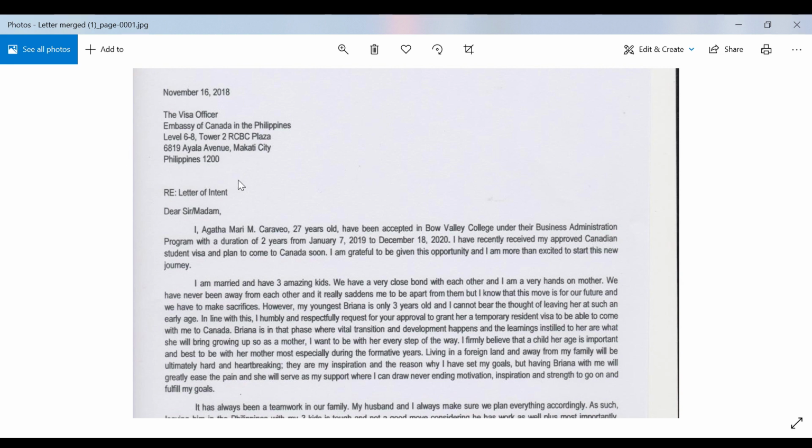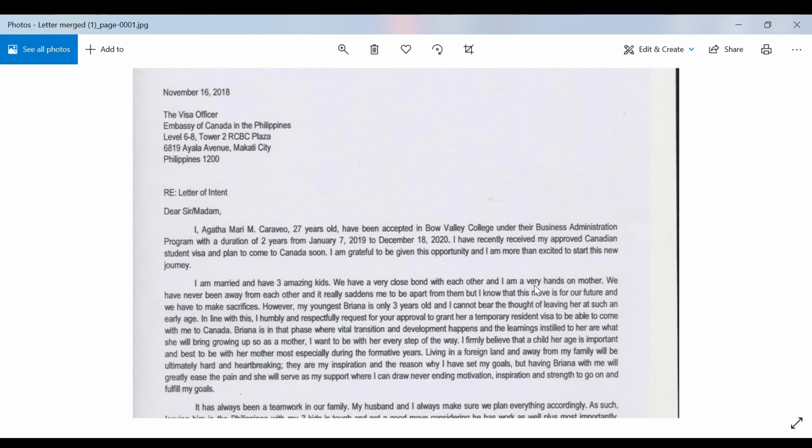Of course, I addressed it to the visa officer's address in the Philippines, and put in the subject regarding letter of intent. So let's try and read this along with me. Dear Sir, Madam, I, state your name, 27 years old, have been accepted in Bow Valley College under their Business Administration program with a duration of 2 years from January 7, 2019 to December 18, 2020. I have recently received my approved Canadian student visa and plan to come to Canada soon. I am grateful to be given this opportunity and I am more than excited to start this new journey.